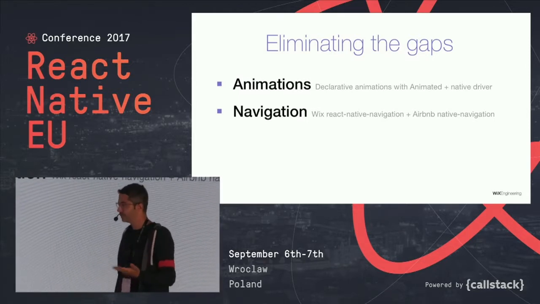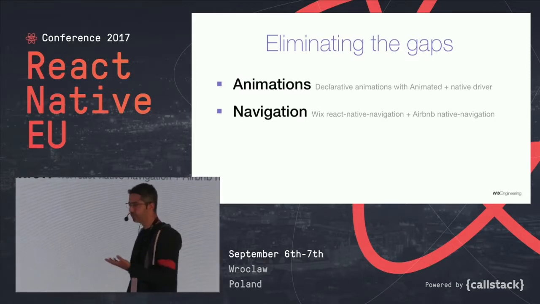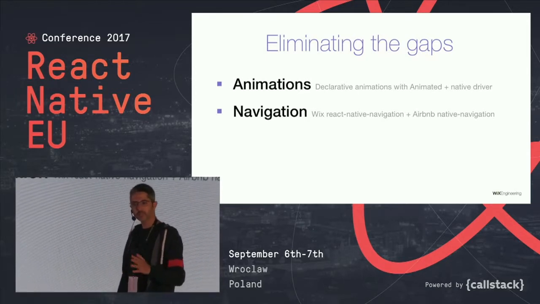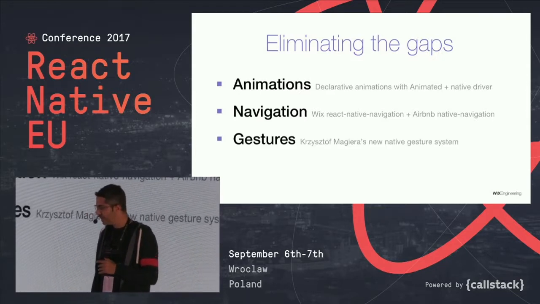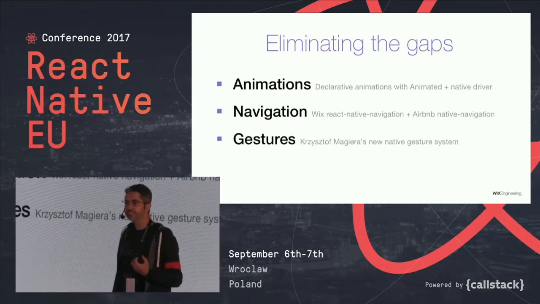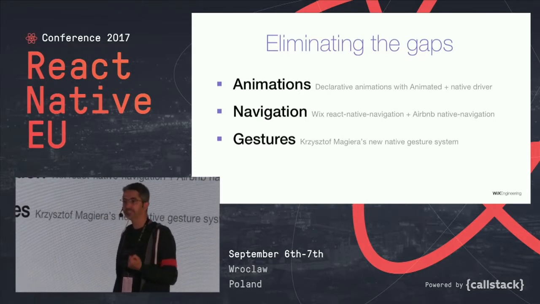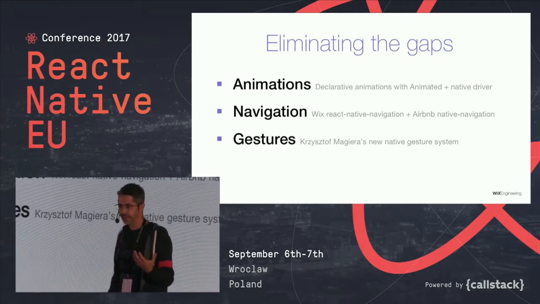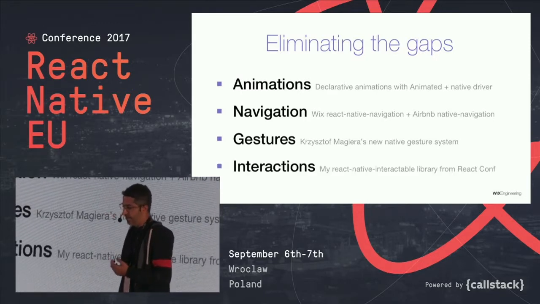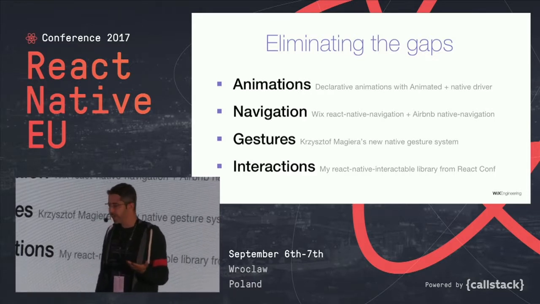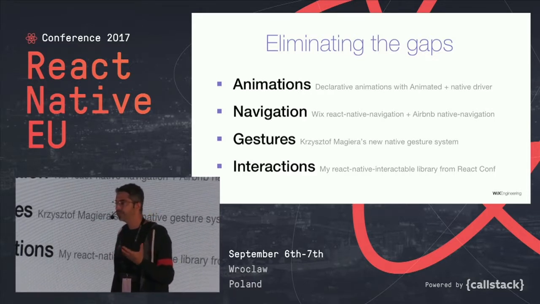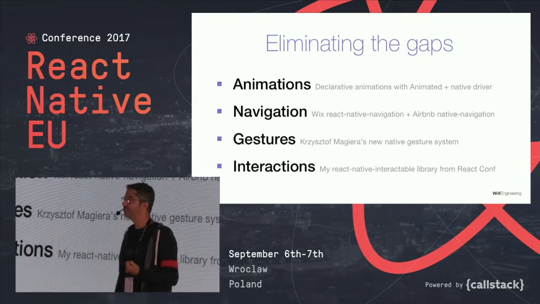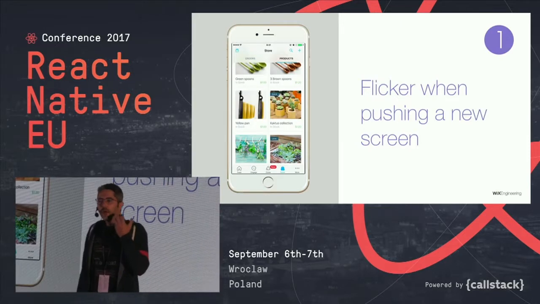But there are native ones. There is one from Wix, React Native Navigation. There is one from Airbnb, Native Navigation. And I think eventually they will mature enough that they will become the mainstream. And this will happen in the course of the next 6 months. Gestures is also a big thing that was missing in React Native. The JavaScript gesture system is not good enough, and it is being re-implemented by Christoph Magiera. He has a very exciting plan of how to do this. And interactions is something I talked about in ReactConf, for example, and I showed a proof of concept of how we can do user interactions in 60 FPS. So there are ways to resolve most of these issues. But are there more?